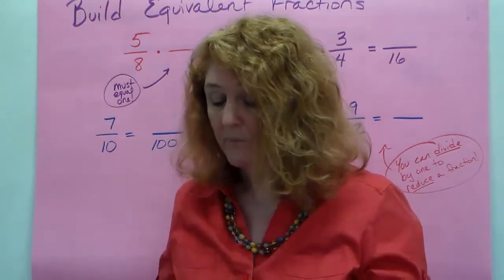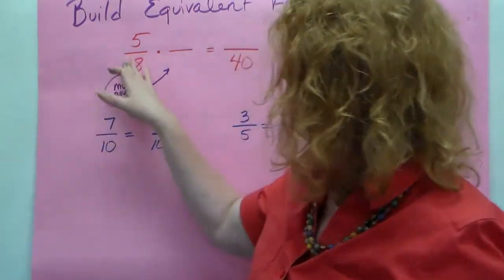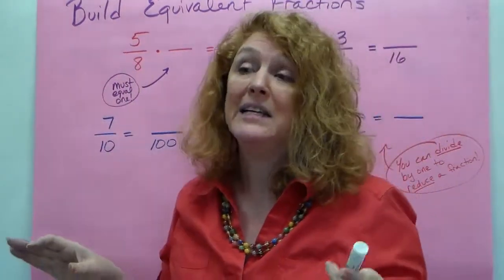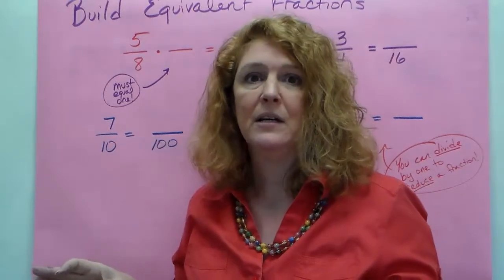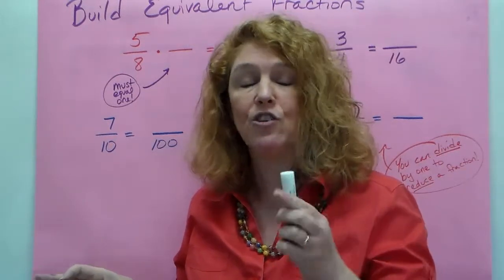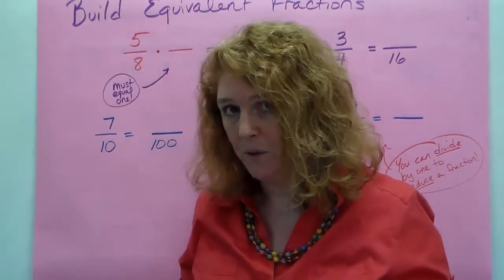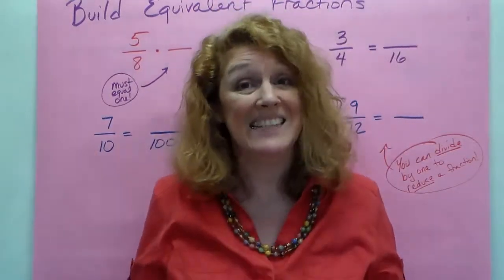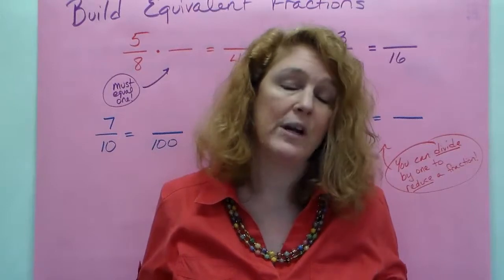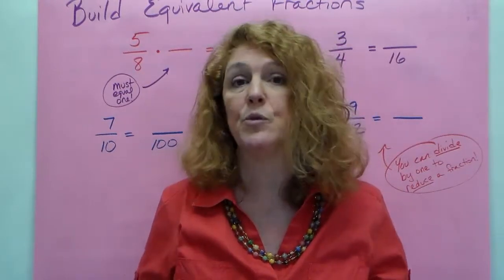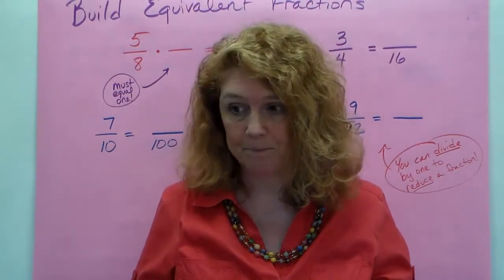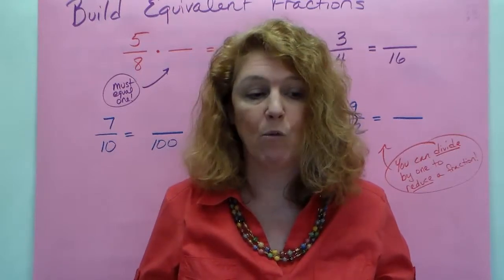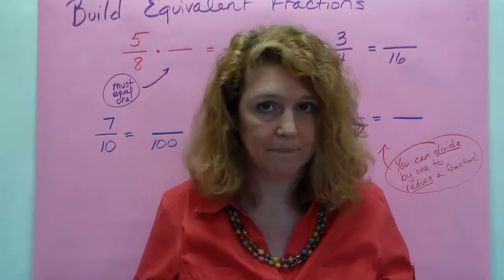So, how can I change my 5/8? Well, again, I need to multiply it by something that won't actually change the value of the number. If I multiply something by 1, it stays the same, right? 4 times 1 is 4, and 8 times 1 is 8, and 12 times 1 is 12. But what if my 1 doesn't look like a 1?